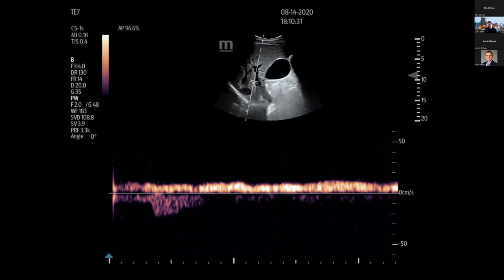Just for confirmation, you can see the portal vein was actually in the same window here, and we see mostly continuous flow. And again, a little bit of movement artifact is pretty common, but also a small amount of variability is considered normal.